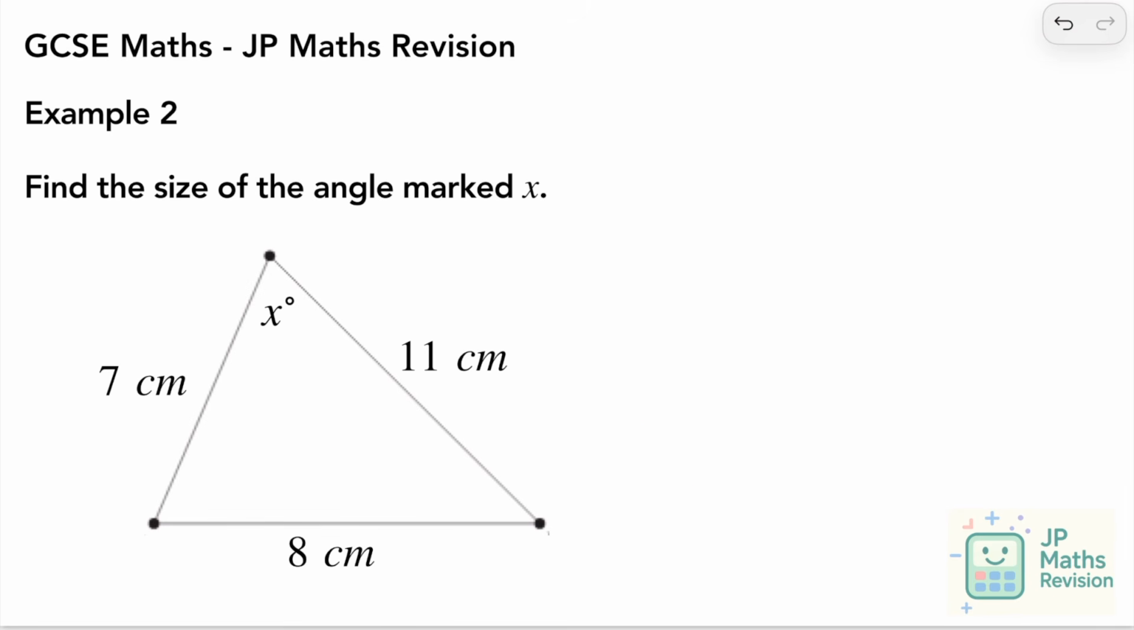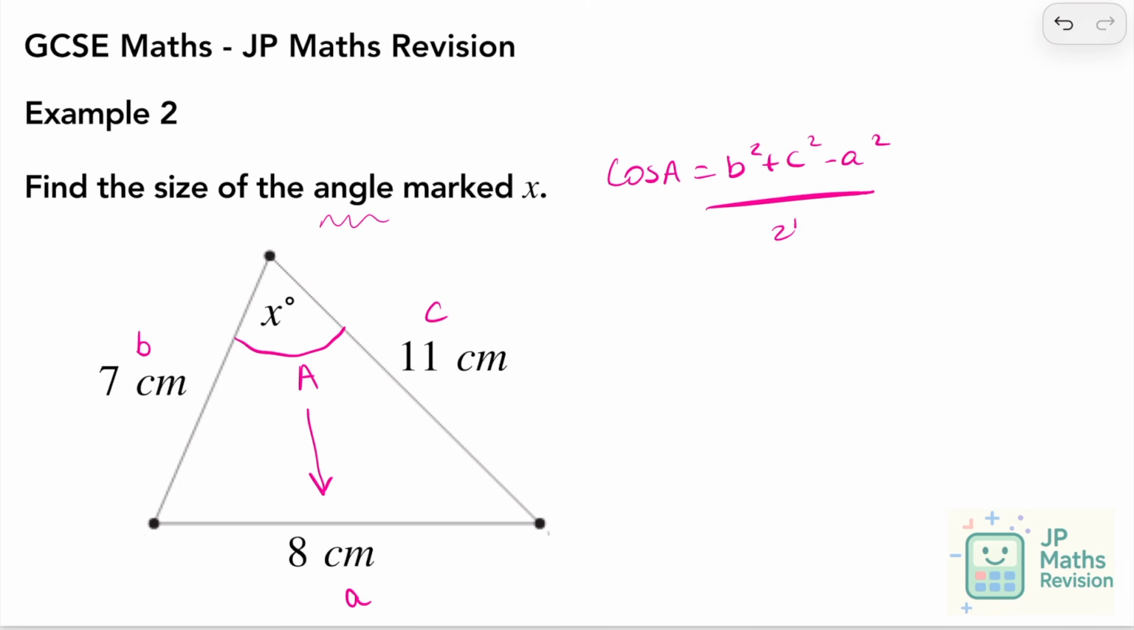Here's another example. This time we're trying to find the size of the angle marked x. So again, I'm going to label my sides and label my angle. I'm going to call the angle A, so the side opposite A is going to be lowercase a. The other two sides I'm just going to call B and C. If I use the version of the cosine rule for finding a missing angle, that version is that cos A is b squared plus c squared minus a squared all over 2bc.